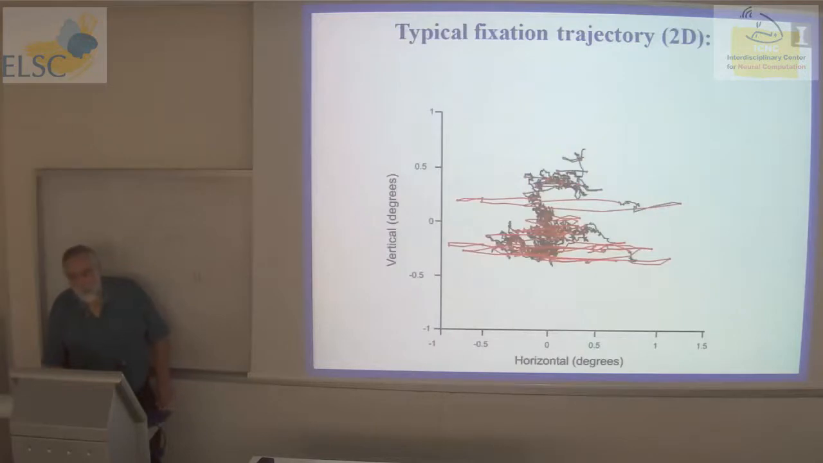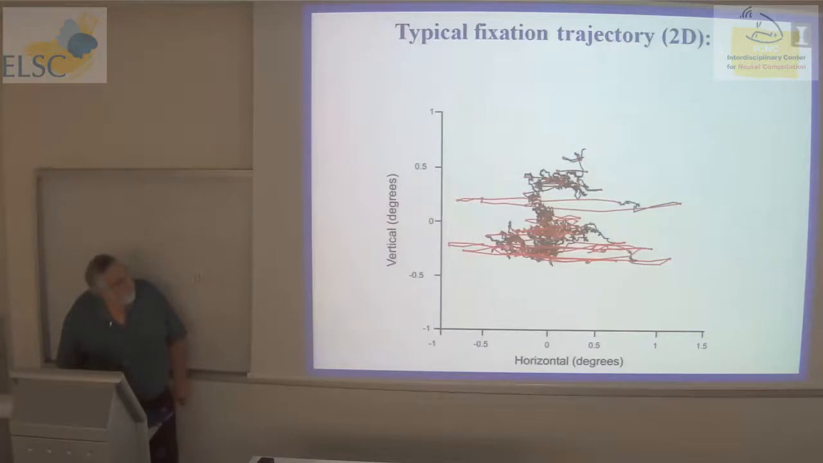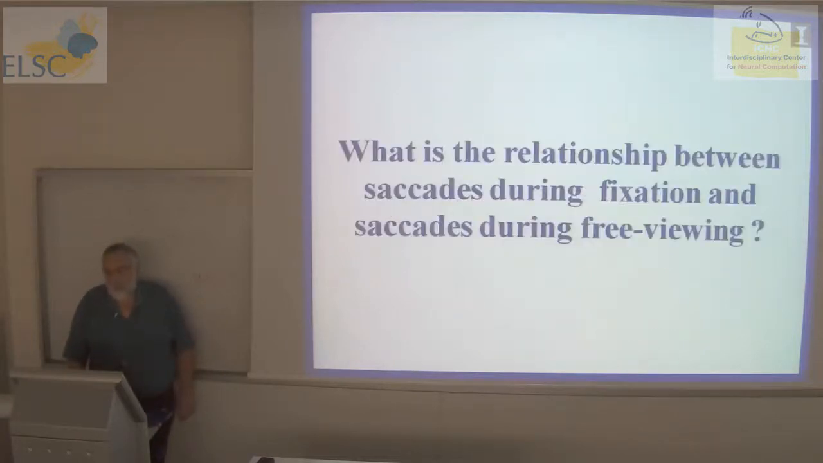When you look at the typical fixation, the red are the microsaccades, and you can see that you have mostly horizontal microsaccades, even though you can get the impression that there is a drift here that is mainly vertical. Because of that, we decided to do the following experiment that you will see in a moment.